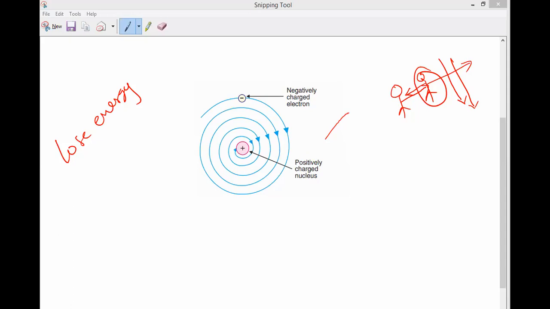So the last point. This should make the atom very unstable, and hence the atom should collapse. So this is what we used to call, guys, drawback of Rutherford atomic model.